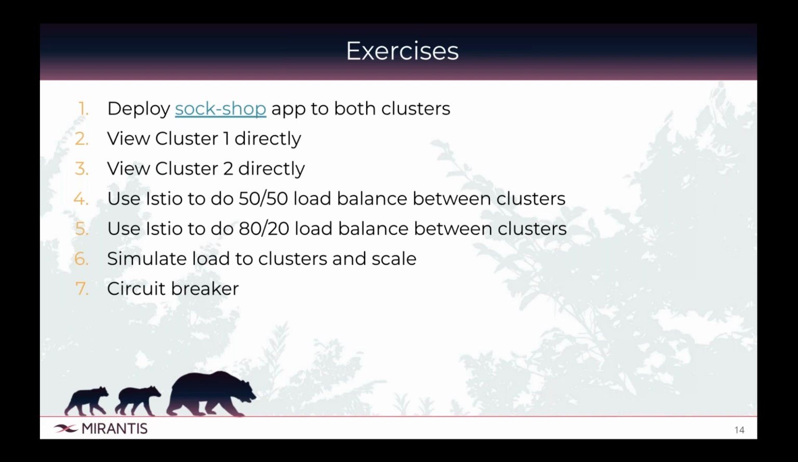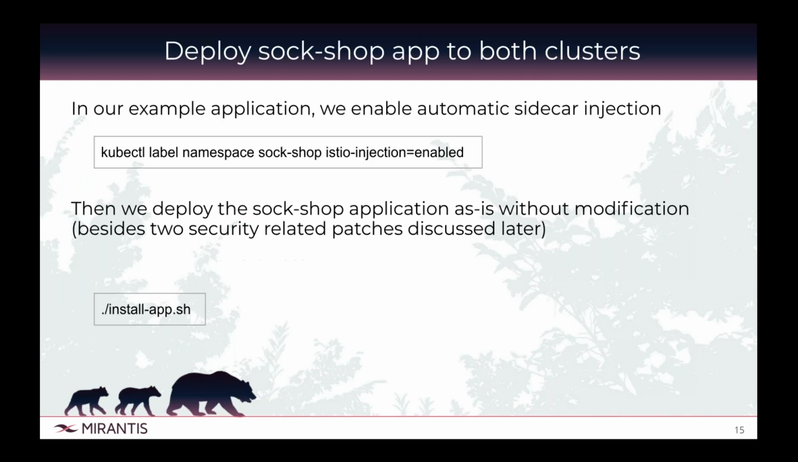And then the last example would be a circuit breaker where we simulate a failure in one cluster, catastrophic failure in one cluster, and it automatically handles that. The sidecars and the Envoy proxies handle that automatically for us. So let's get to the demo itself.